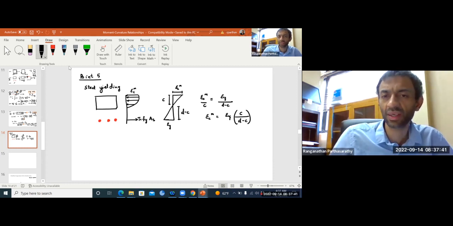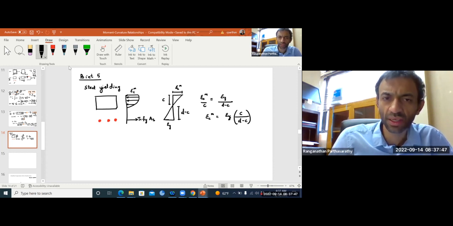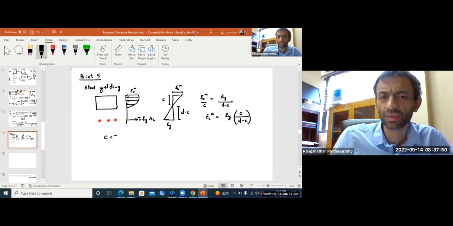We don't know C as yet, and we don't know epsilon CM either, but we know epsilon Y. Now what are we going to write? Our force equilibrium: C is T. So what is C? Again, you need to integrate from 0 to C, with the modified Hognestad curve. So Fc prime B times 2 times epsilon C by epsilon naught minus epsilon C by epsilon naught whole square dy.